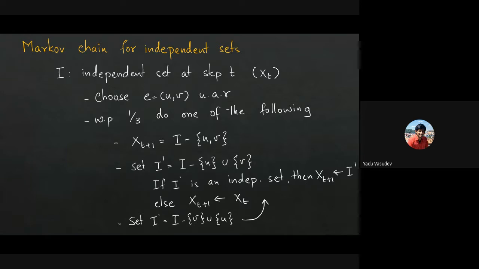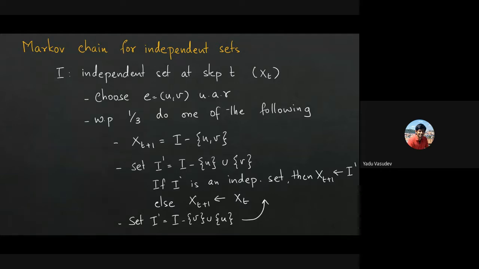Okay. Now, the second option is that you check whether it is possible to remove u and add v and still get an independent set. You look at the set I prime, which is I minus u union v, right? Is it possible to remove u and add v? If that is an independent set, then you transition to that independent set. Otherwise, you keep xt plus 1 as xt itself.